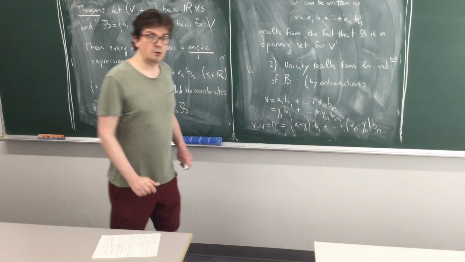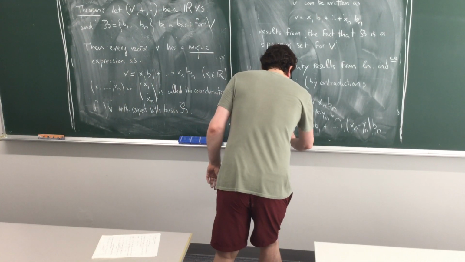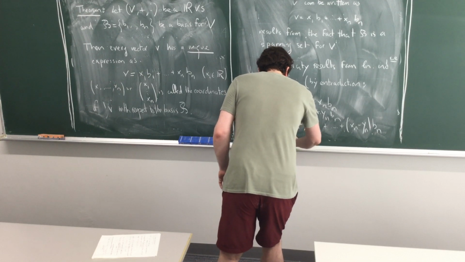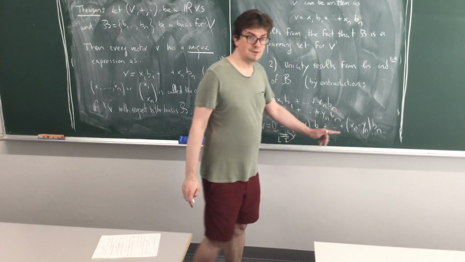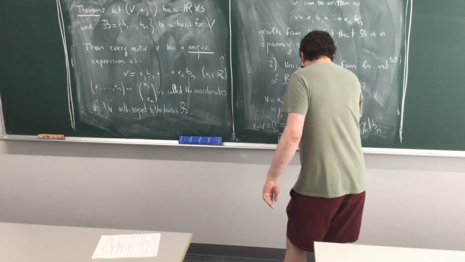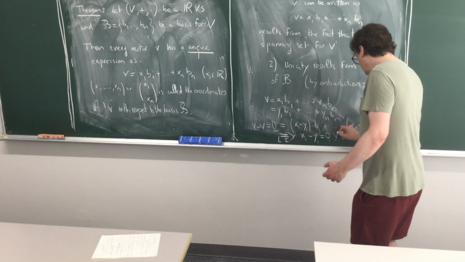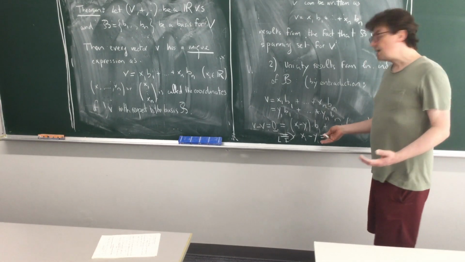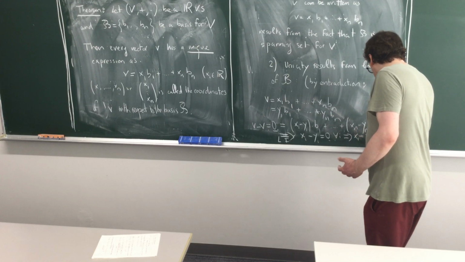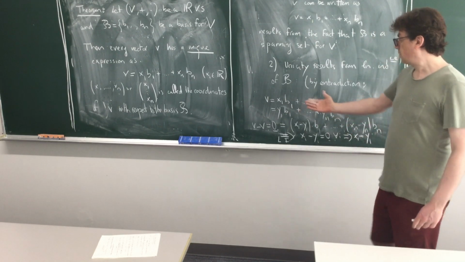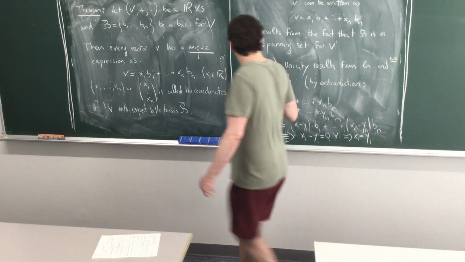And now you are using the property that this set B is linearly independent. So this implies, by linear independence, that actually all the scalars here must be zero. So we have xi minus yi equal to zero for any i. But what does it mean? It means that in fact xi equals yi, okay? So the writing that we thought was not unique is actually unique. So this is a proof.